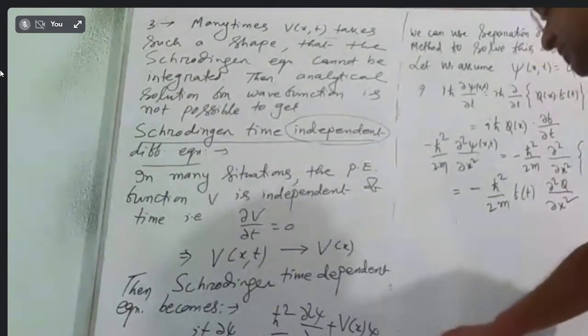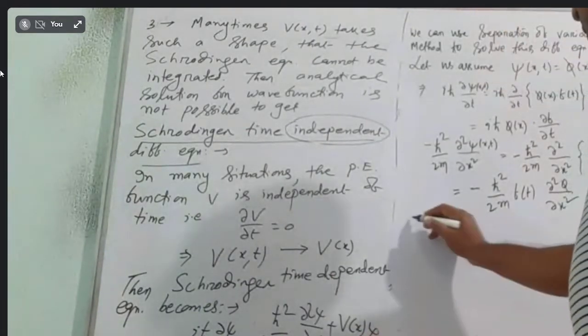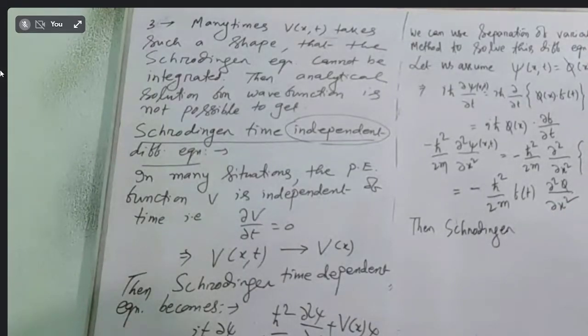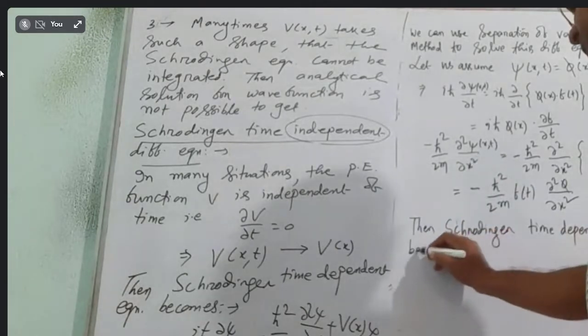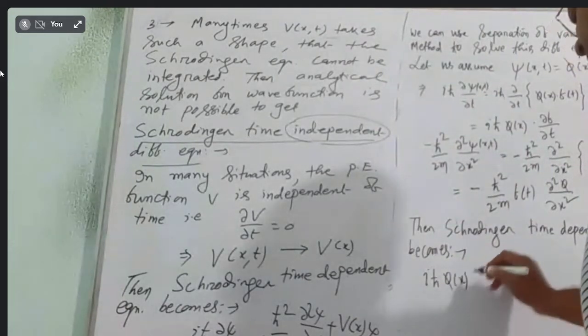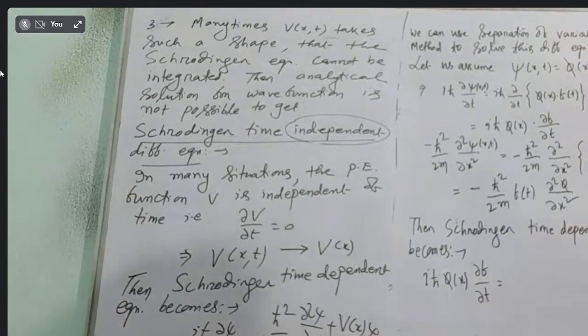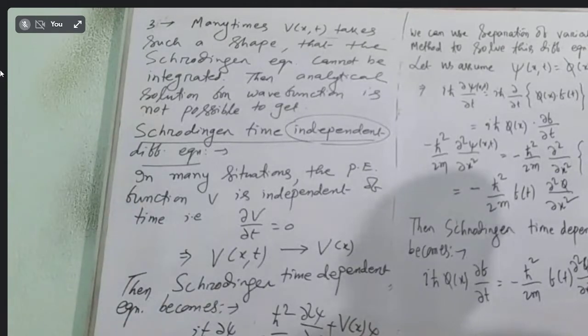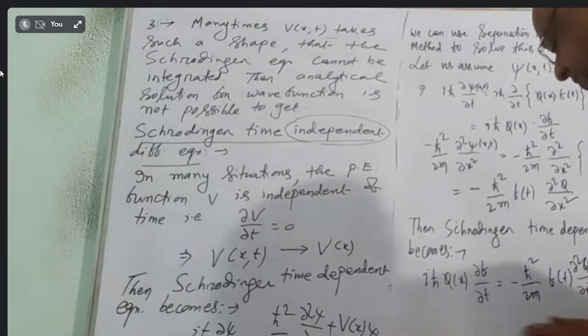Then the Schrodinger time dependent equation becomes: LHS is i h-cross phi(x) del f by del t, RHS is minus h-cross square by 2m f(t) del square phi by del x square plus V(x) phi(x) into f(t), because psi is equal to phi(x) into f(t).